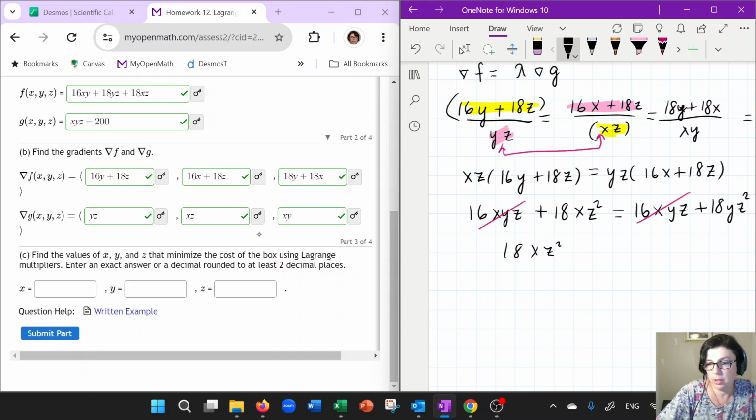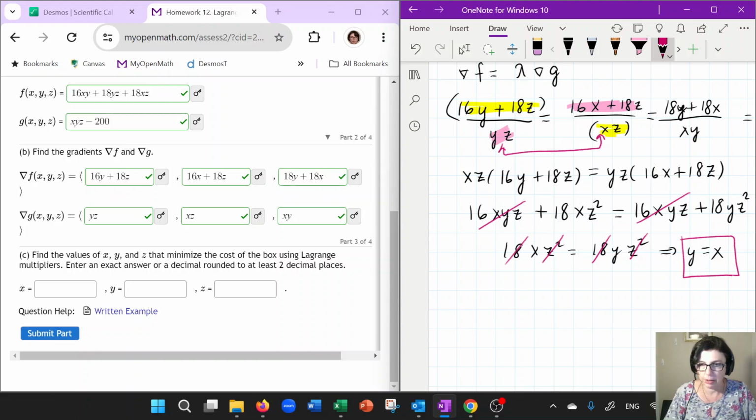18xz squared equal to 18yz squared, which means that we can also divide both sides by z squared, because remember they're not zeros. Also divide by 18, and from here we figured out that y is equal to x. Okay, so we now have one connection between x and y. Very good. But now we also have to get the connection between z and x. How do we do that?